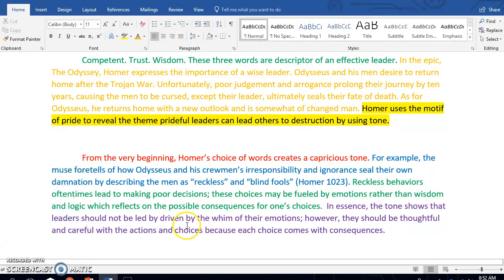This is what I need for you all to do. Color code as well. Topic sentence red, textual evidence blue, green your explanation. Purple will be your concluding sentence.